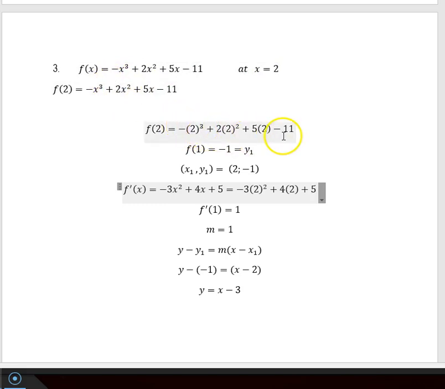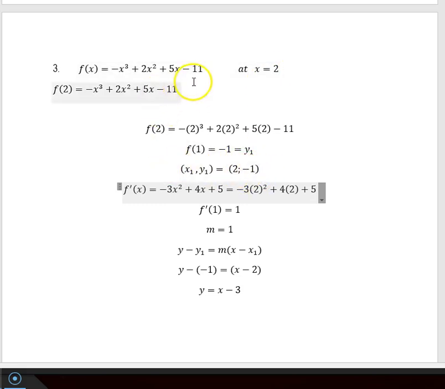If I substitute using your calculator to do that, I'm going to be having my y1 as minus 1, having substituted for 2 there. So it means the 2 values at that point of tangency are 2 and then your y, minus 1.